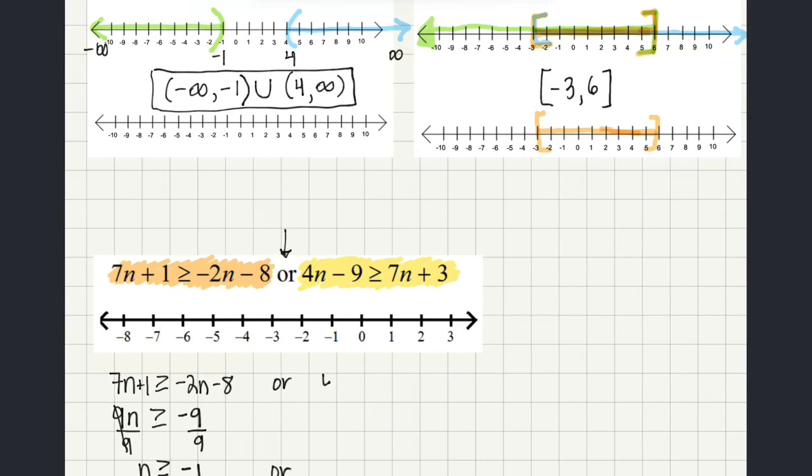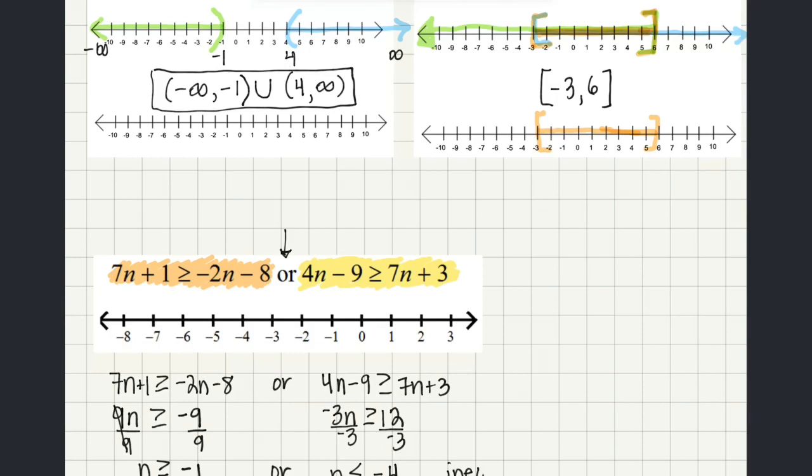Now I can solve the second inequality. 4n minus 9 is greater than or equal to 7n plus 3. I'm going to subtract the 7n, giving me negative 3n. I'm going to add the 9 to both sides, which gives me negative 3n is greater than or equal to 12. Now I divide both sides by negative 3. And when I divide an inequality by a negative, I have to flip the inequality symbol. So I have n is less than or equal to negative 4.